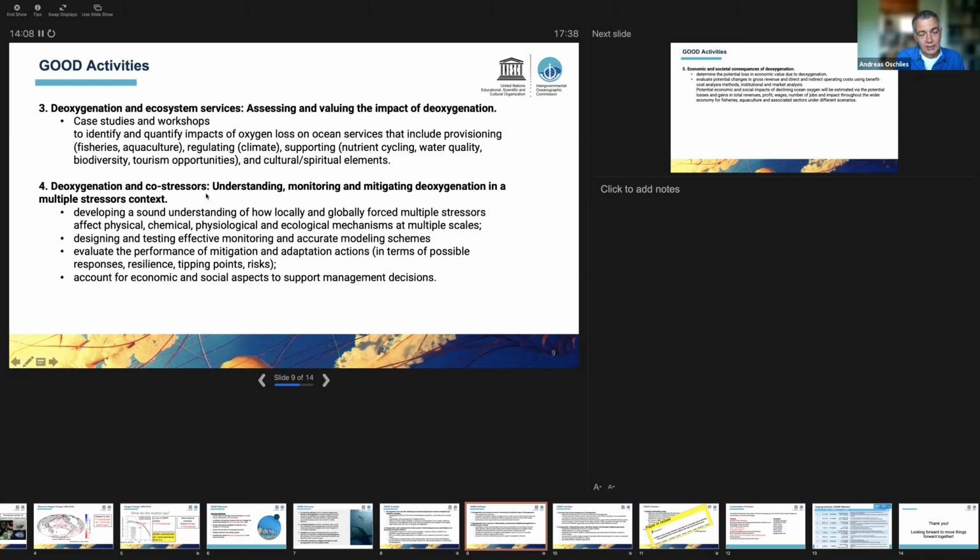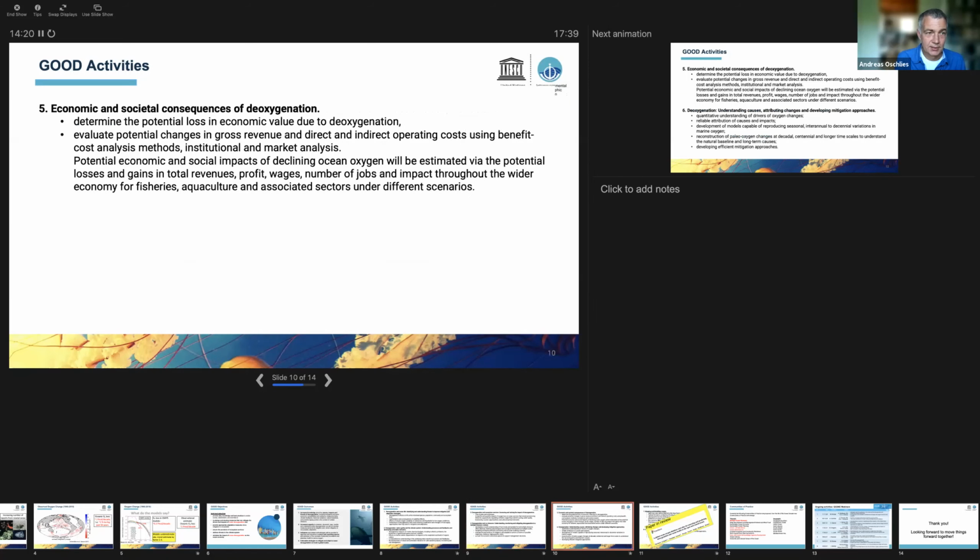Then we have a link to co-stressors. That's one of the communities of action in this Ocean Decade, so linking to ocean acidification, to warming, and generating synergies between different programs. Deoxygenation, of course, is not the only threat to many ecosystems, and we have to understand the combined synergetic and sometimes antagonistic effects of different stressors.